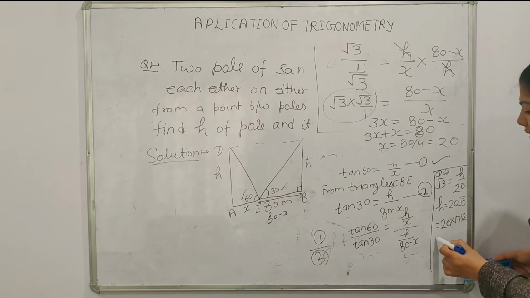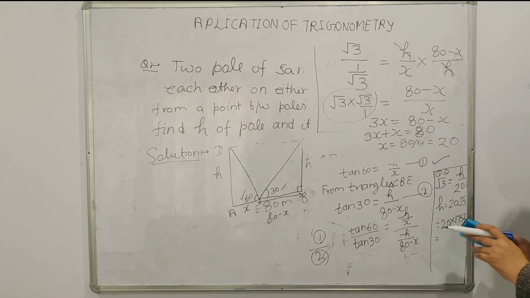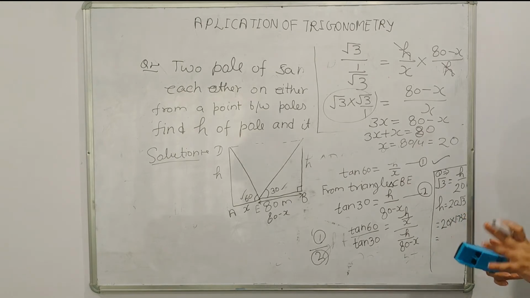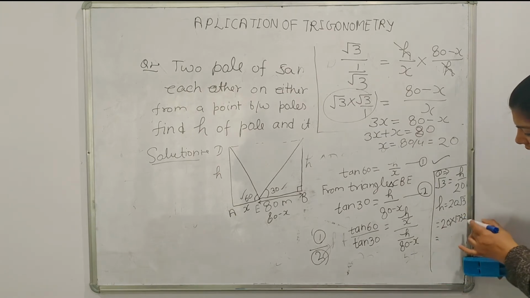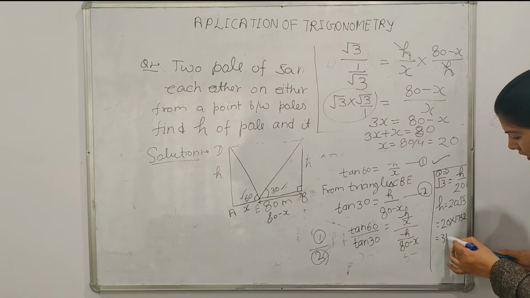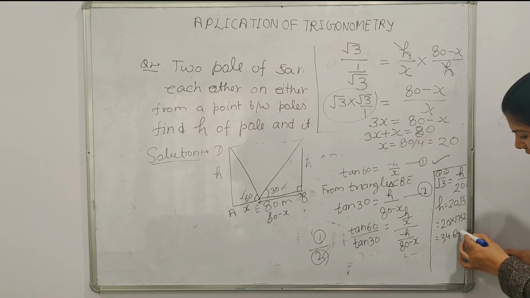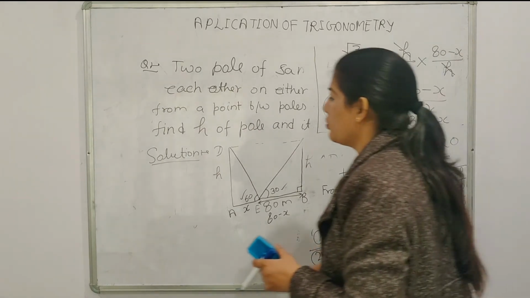You can find it by the division method, or you should keep in your mind the values of root 3, root 5 and root 2. In this chapter you should learn these three values. So it is 34.64 meter. So this is the height of the pole.